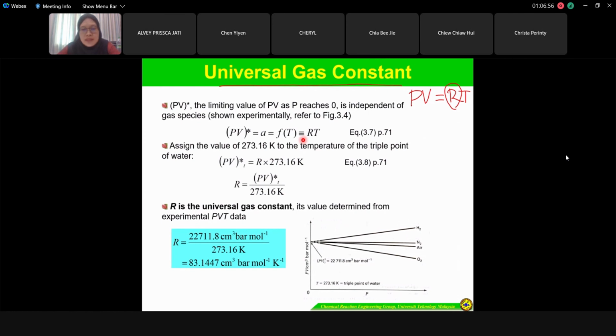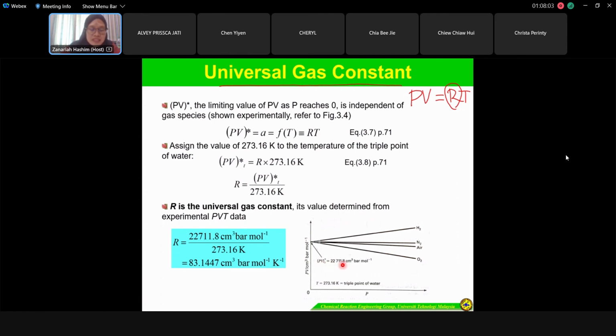Okay. So when you have several types of substance, if you refer to this diagram on page 70, Figure 3.4, page 70. If you plot the data, here the y-axis is PV, and the x-axis is P. So if you plot the data of PV versus P for different species, you can see that the lines approach the same point here. Here we have hydrogen, H2, nitrogen, air, and then oxygen. Even though the species is different, if you plot the graph, you can see that it all approaches the same point here at pressure 0. So we can put this point here as PV bracket subscript T with the star. And this value is actually the same for any species.